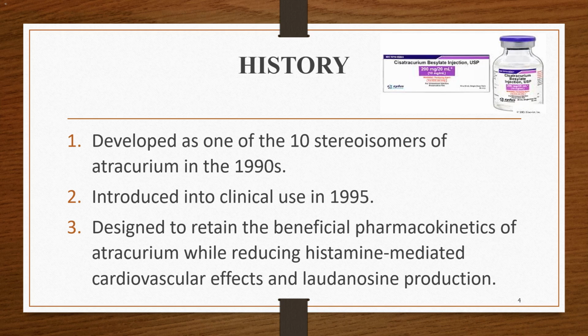2. Cisatracurium was introduced into clinical use in 1995. This means it started being used in medical settings for patient care. 3. It was designed to retain the beneficial pharmacokinetics of Atracurium. Pharmacokinetics refers to how a drug is absorbed, broken down, and removed by the body, while reducing histamine-mediated cardiovascular effects. Histamine release can cause side effects like low blood pressure or flushing, and reducing laudanosine production. Laudanosine is a breakdown product of Atracurium that has potential side effects. Cisatracurium produces less of it.